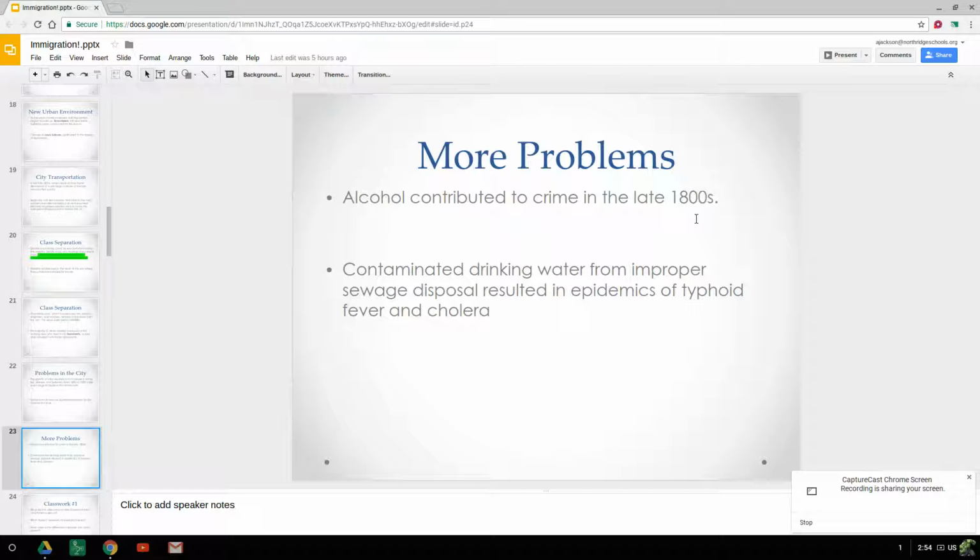We'll also see a big problem with contaminated drinking water from improper sewage disposal. There's not a way to properly dispose of waste, and that is getting into the water system and causing people to get very sick. Many people getting sick and even dying from typhoid fever and cholera. I want to keep in mind, too, we do not have antibiotics and readily available healthcare at this time either. So even though these are still very deadly diseases, there was still at this point not a lot of treatment for them.